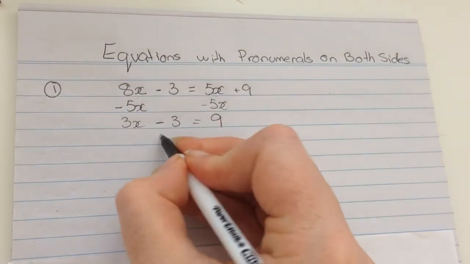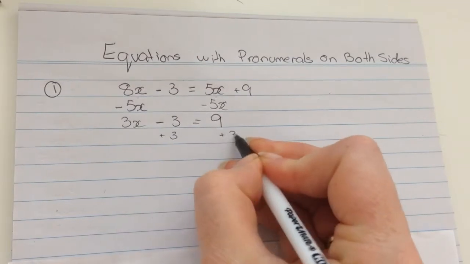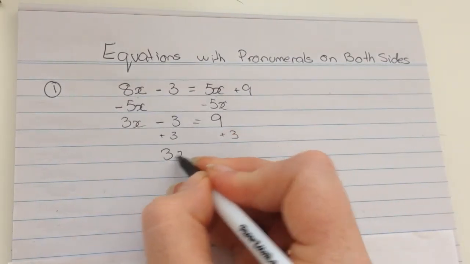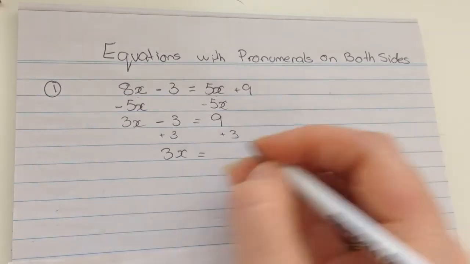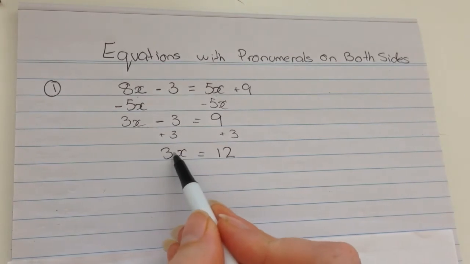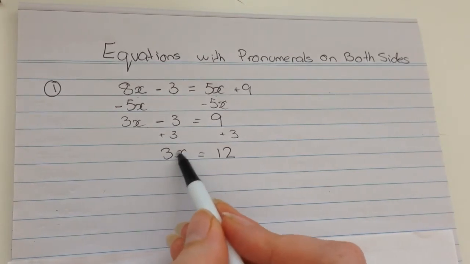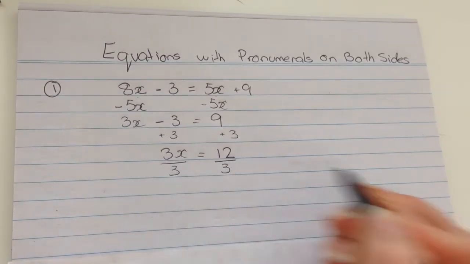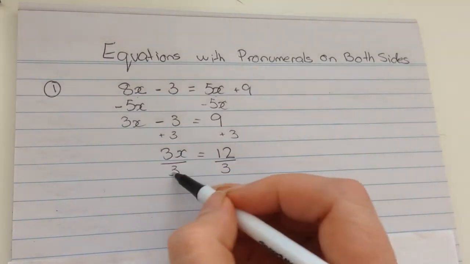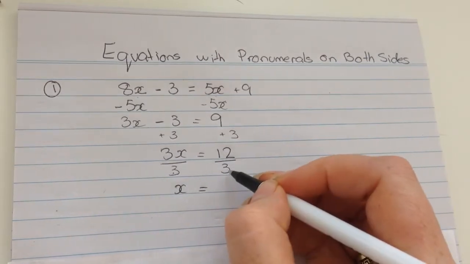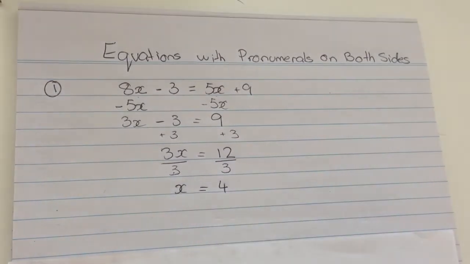So to get rid of a minus 3, I'm going to add 3 to both sides of my equation. Over here this is 0, so I have 3x equals 9 plus 3 is 12. In between the 3 and the x is an invisible multiplication. To get rid of multiplication, I'm going to use division. So I divide both sides by 3. 3 divided by 3 is 1, just leaving 1x or x, and 12 divided by 3 is 4. And that's my answer.